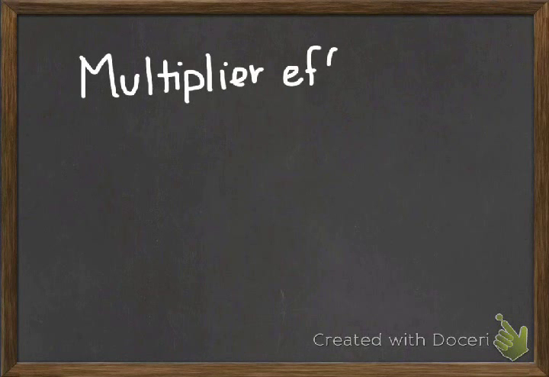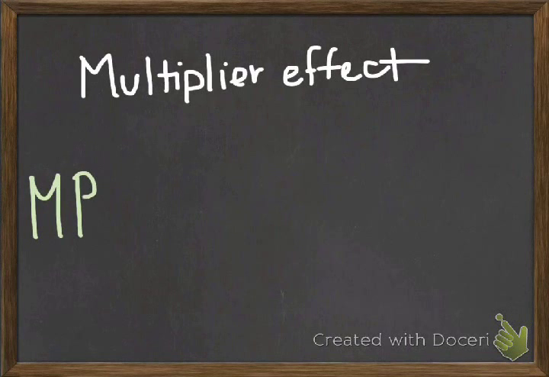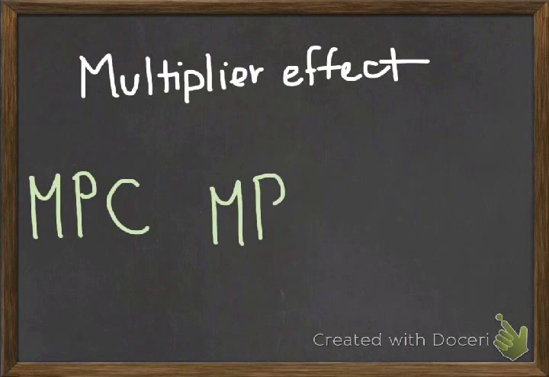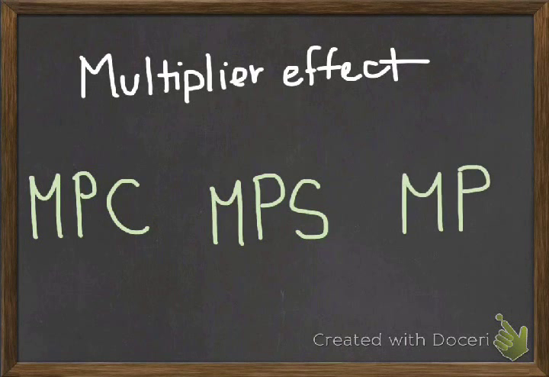Regarding this topic, we need to know these three types. The first one is MPC, which stands for marginal propensity to consume. The second one is MPS, marginal propensity to save. And the last one is MRL, marginal rate of leakage, which will be discussed later.